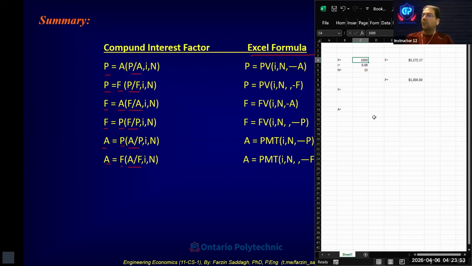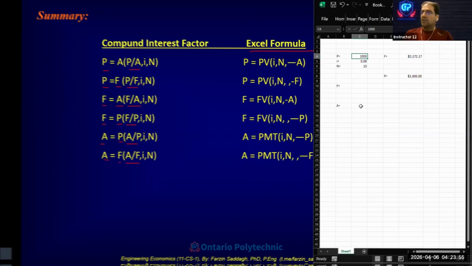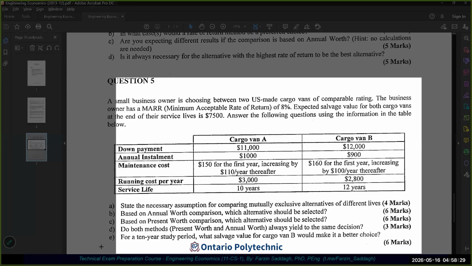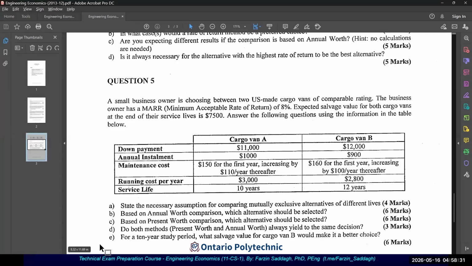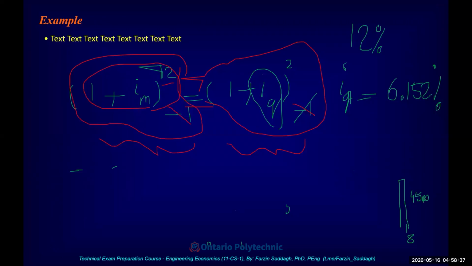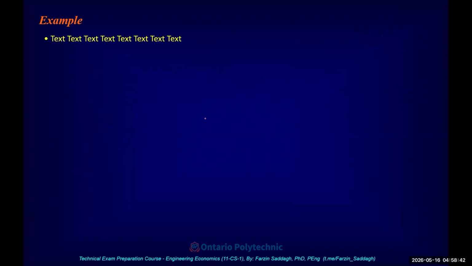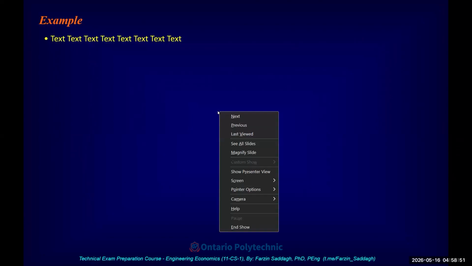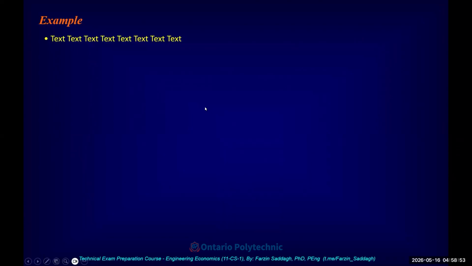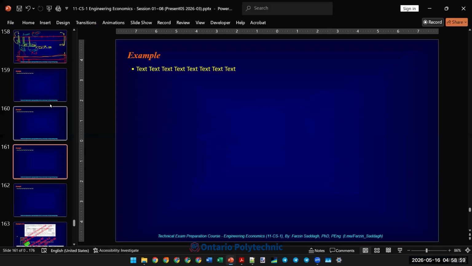Here you can use formulas in Excel for future value and present value. Also, you can use it for calculation of annuities. Actually, my question is about when I want to solve this question without repeating the service, with the specific period study, the shorter period. Shorter period, yes. Then we should consider one salvage value at year 10 for B. Yes. Then we have two options for calculating salvage value.